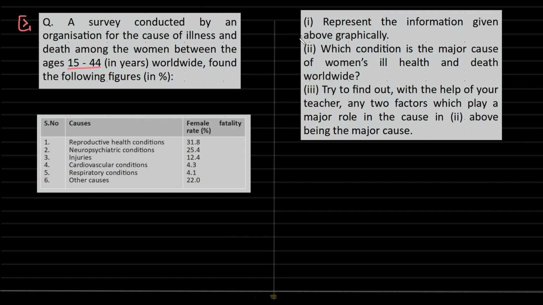Represent the information given above graphically. So we need to put this across with a graphical representation. Since we are looking at categorical classification of things over here, we can use a bar graph. Okay, so let's start with the bar graph.